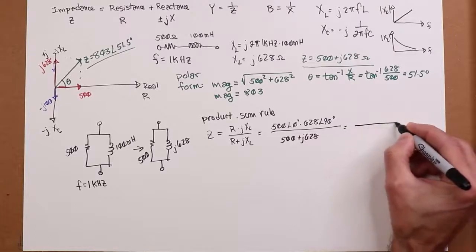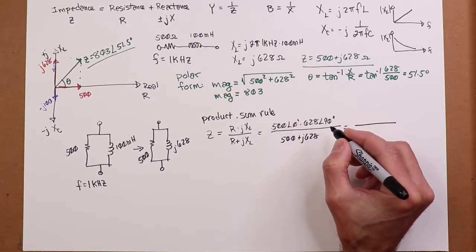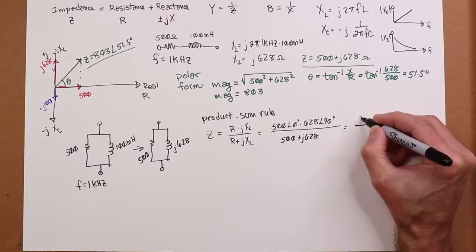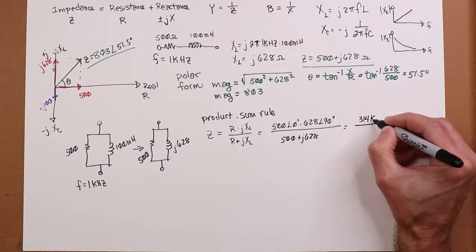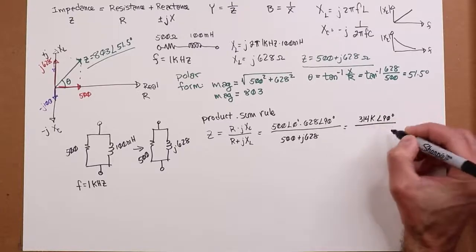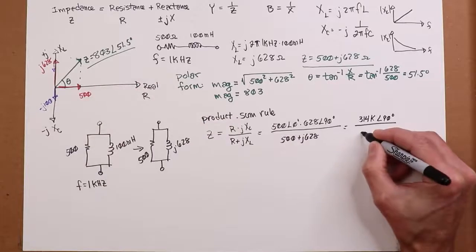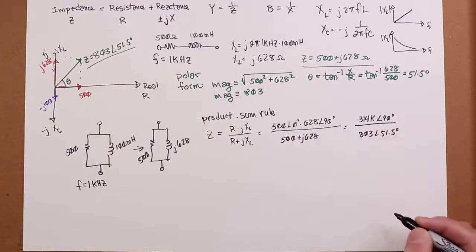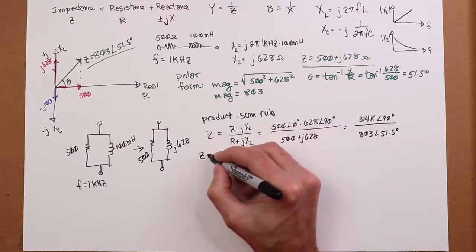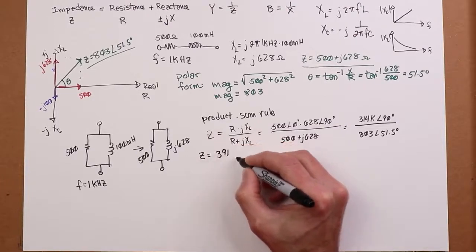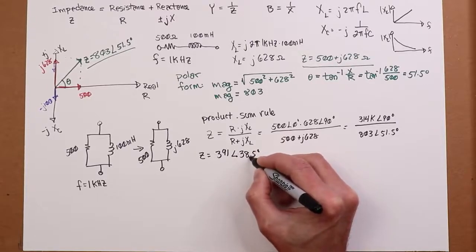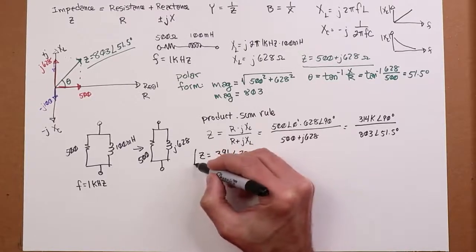So when you work this out, 500 times the 628, that's basically half a K. So you're going to get 314K at an angle of 90. And that's going to be divided by this 803 at an angle of 51 and a half. Okay. And that works out to 391 at an angle of 38.5 degrees. All right, so that's the equivalent.